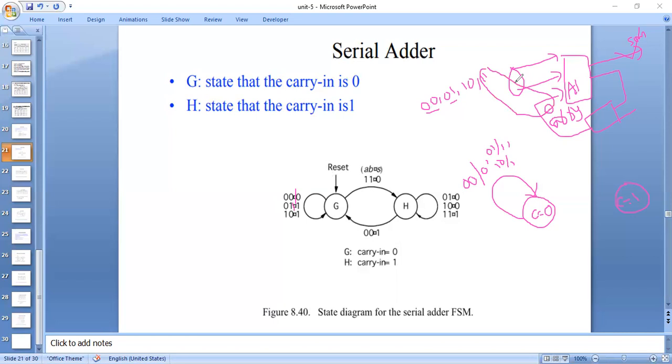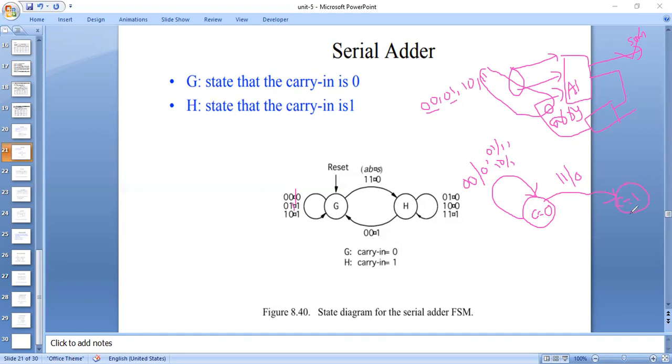Okay, so we are giving input 1 1 and carry 0. So when we add these three, what do we get? Sum 0, carry 1. So if the carry is 1, it will go to the next state. What is the corresponding input here? 1 1. And what will be the sum you will get? 0. So this is the state diagram for the corresponding present state 0.